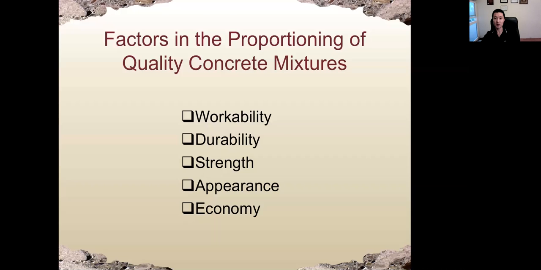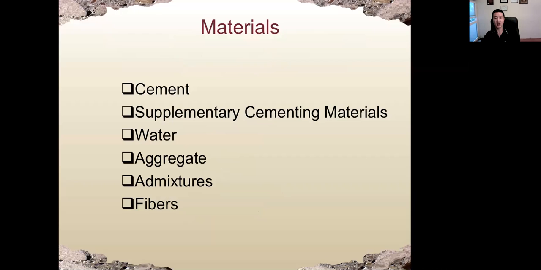Inside the concrete, we have water and cement. Sometimes we also have fly ash, slag, or other supplementary cementitious materials. You need to decide how much sand and coarse aggregate, and even fibers, to put in the system.